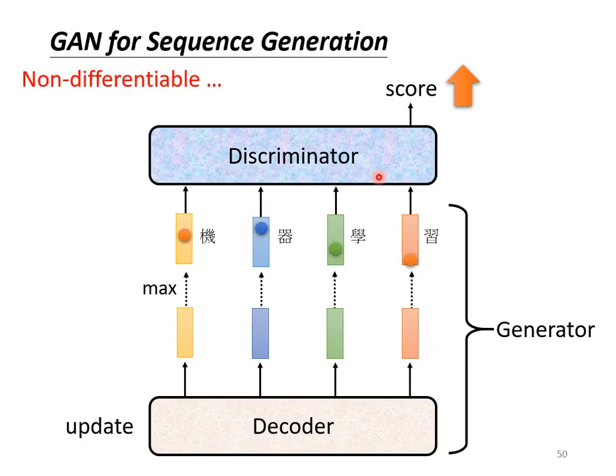The difficulty here is that if you want to use gradient descent to train your decoder and to let the score which the discriminator outputs become higher, you will find that you can't do it. Why can't you do it?